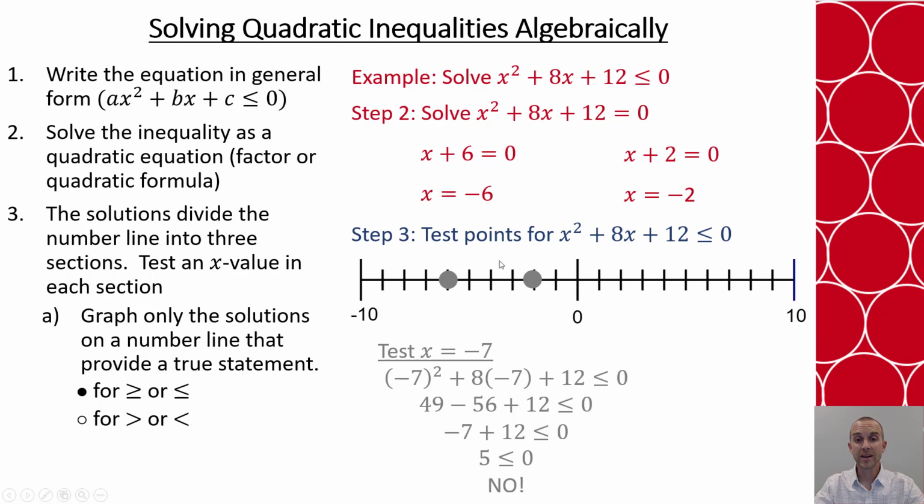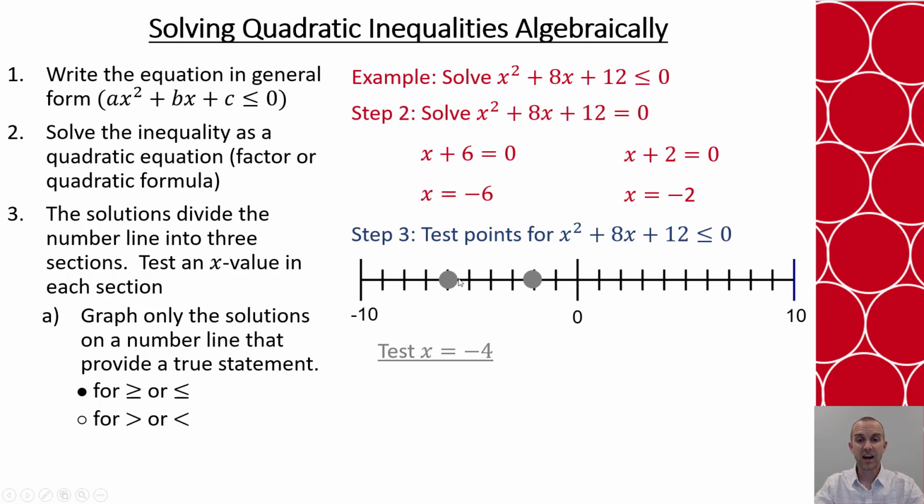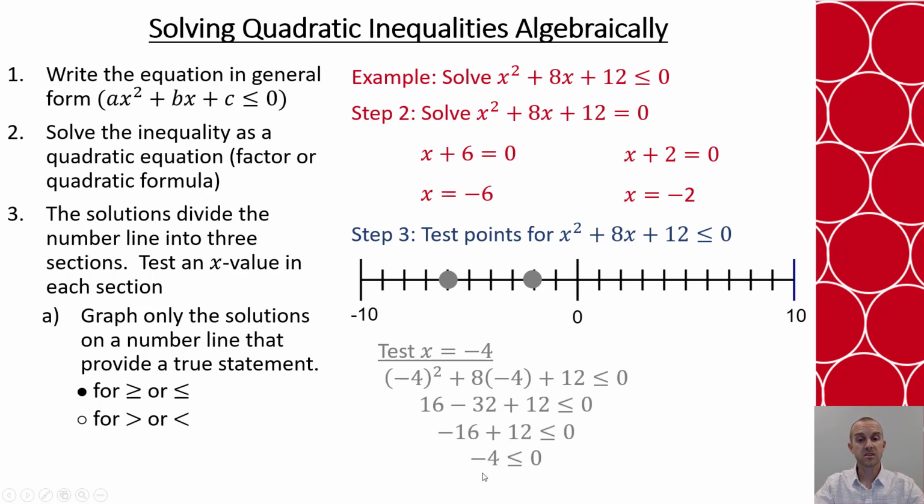Now let's try a point in between. So a point in between -6 and -2, I chose -4. You could choose -5 or -3 for another easy integer. So -4 squared plus 8 times -4 plus 12. So that's 16 minus 32 plus 12. So -16 plus 12 gives me -4 is less than or equal to 0. That is true. That means my shading will occur in between.